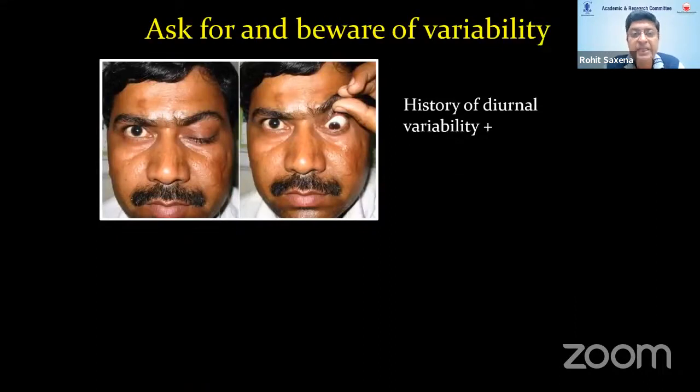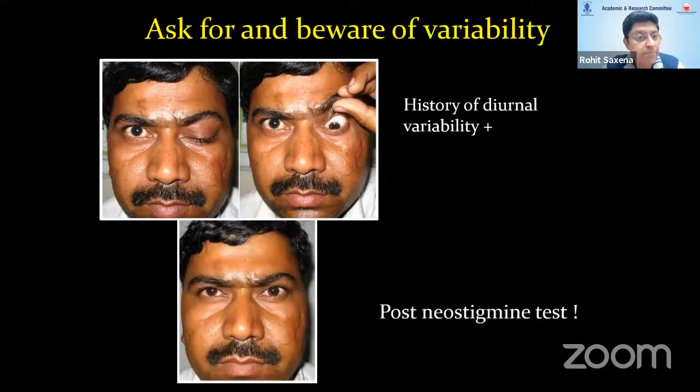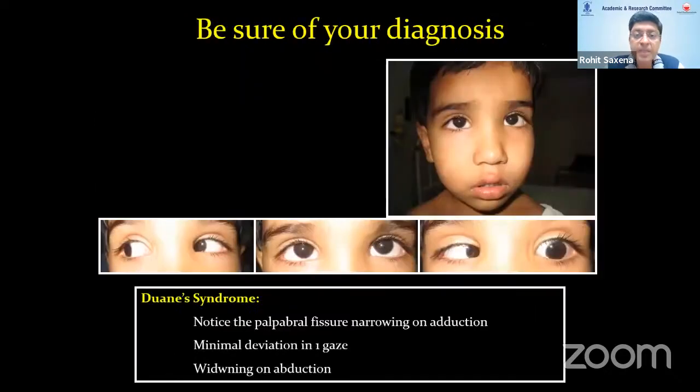Ask for variability in an adult strabismus presenting. Often myasthenia can mimic anything. In fact, the dictum goes, if you cannot understand the type of paralytic strabismus, it's probably myasthenia. Be sure of your diagnosis. Don't operate inappropriately. Often Duane's is confused with a sixth nerve palsy.